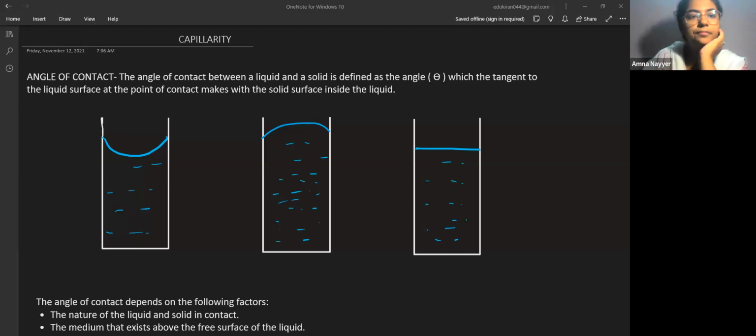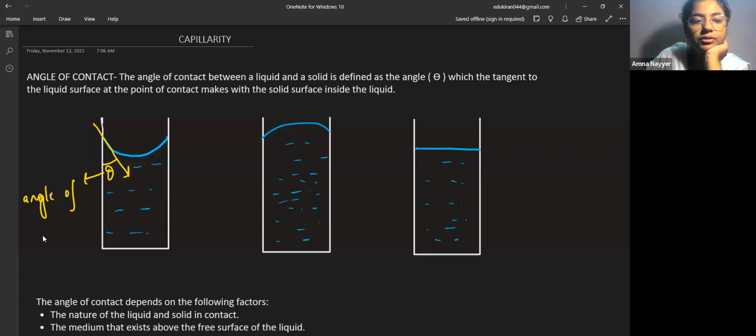So see class, suppose this is the meniscus that we have obtained. So this is a concave meniscus. Just drop a tangent at the surface. How will you measure the angle without knowing the tangent? So mark the tangent and take the angle with the container. This is theta. This is the angle of contact for concave meniscus.